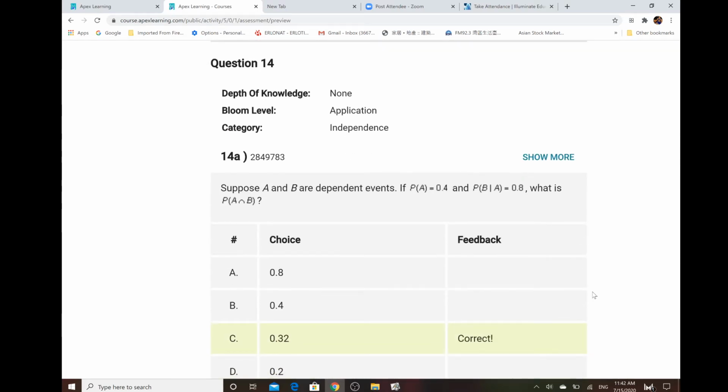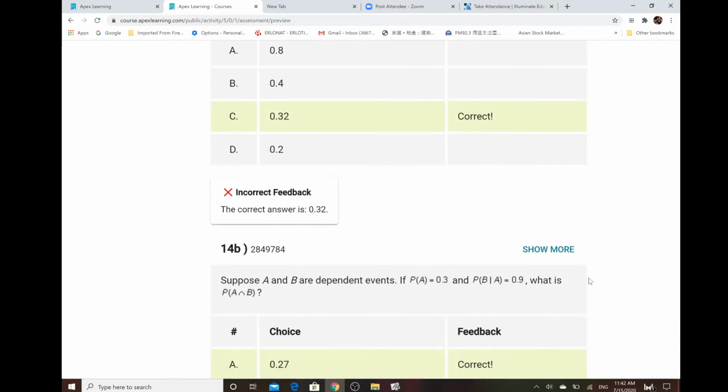Suppose A and B are dependent events. If the probability of A equals 0.4, the probability of B given A equals 0.8. That means the probability of B given A depends on event A. So what's the probability of event A intersects with event B? The way to do it is to basically multiply those two numbers, because the probability of B relies on event A. So to find out what they intersect, it's just 0.4 times 0.8, then you get 0.32.